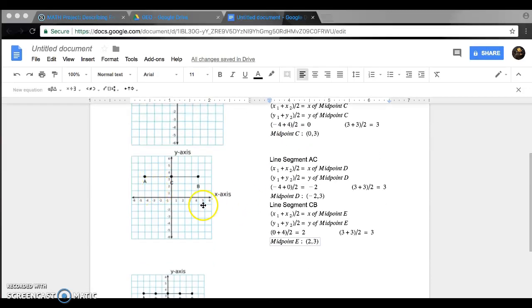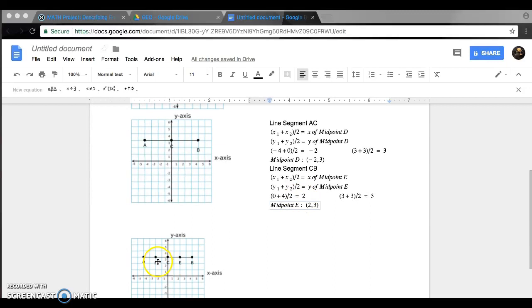Then we have two separate line segments, line segment AC and CB. We will find the midpoint of those two line segments. We have our math here. Negative 4 plus 0 is negative 4, divided by 2 is negative 2. 3 plus 3 equals 6, divided by 2 equals 3. So our midpoint for line segment AC is at negative 2, 3, as you can see down here.